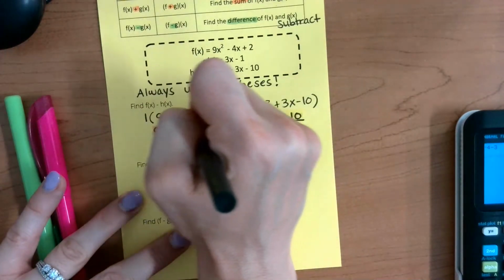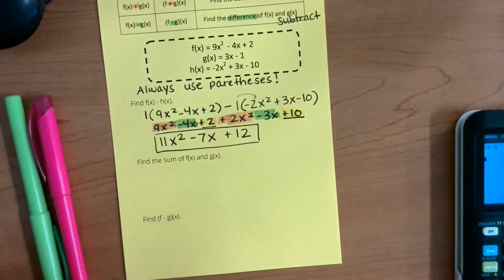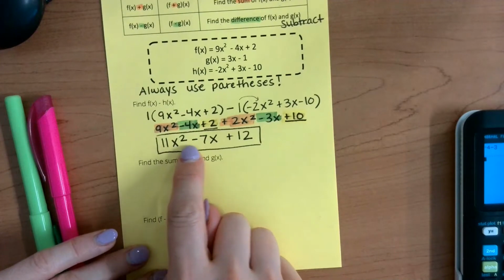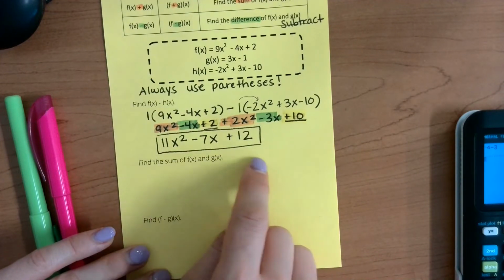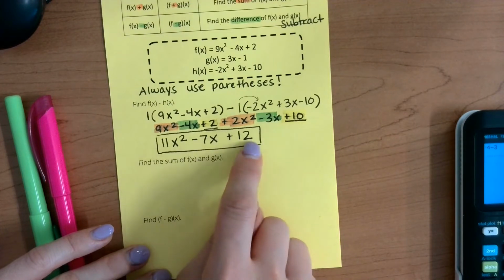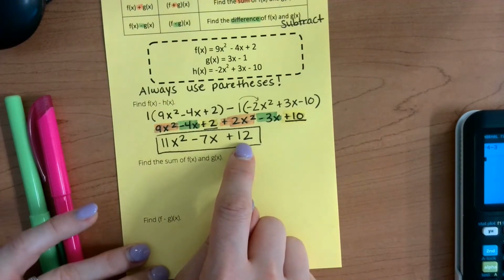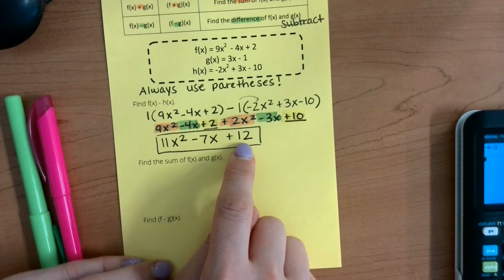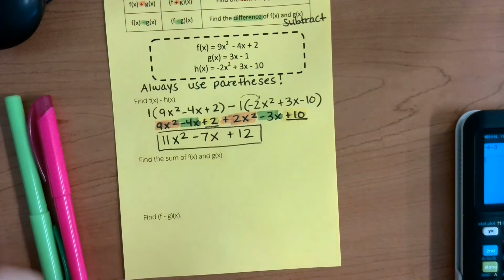Also make sure it's always in standard form. You want the largest exponent first, and then it goes in descending order from largest exponent to smallest. This x by itself is like x to the first power, and then 12 is essentially like x to the 0 power. So this would be in standard form.